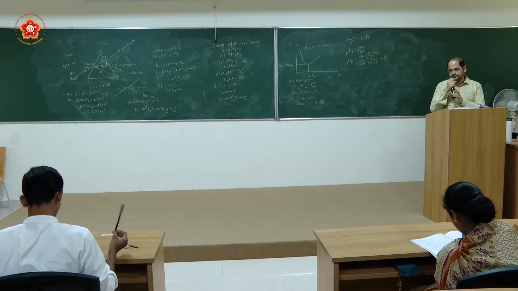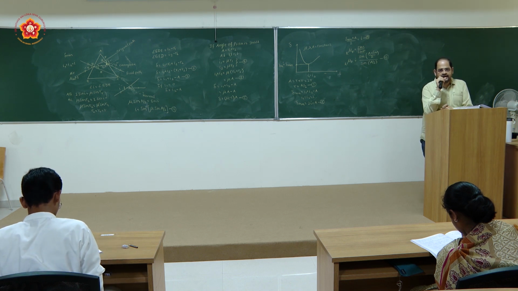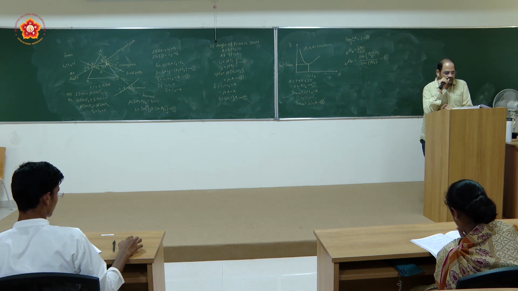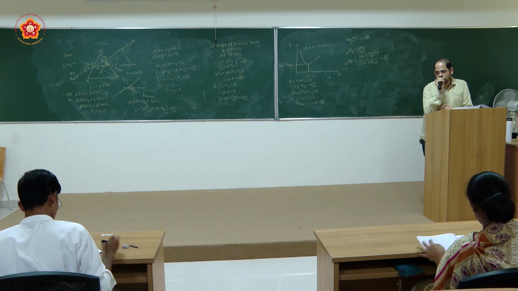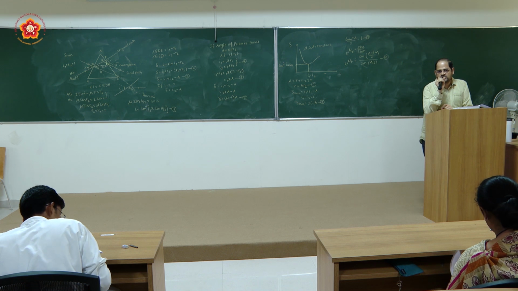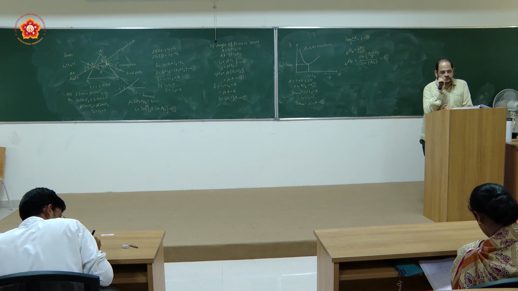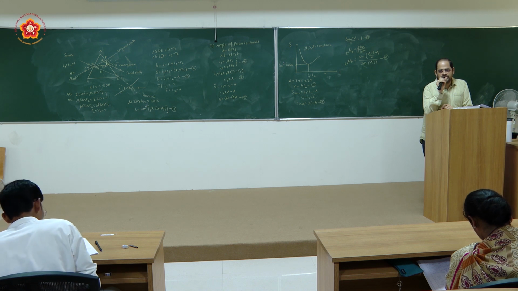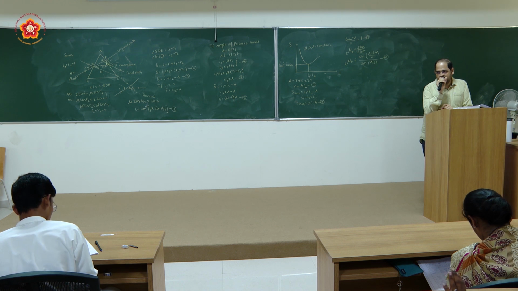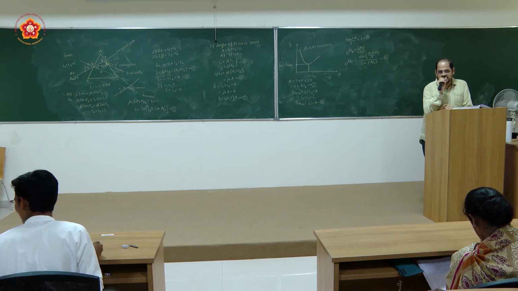Delta is directly proportional to mu minus 1. If refractive index of material of the prism is more, delta will be more. If refractive index of material of the prism is less, delta will be less. Getting it?